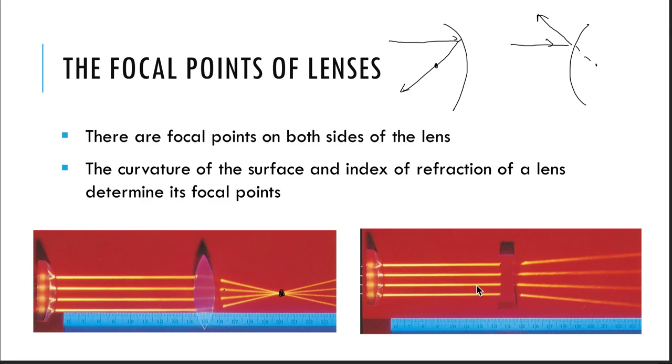What determines how much bending occurs when the light goes through these lenses? Well, it's two things. It's going to be the curvature of the surface, right? The angles make a difference. And also the index of refraction. We learned that the higher the index of refraction, the slower the light is and the more bending of the light in that medium.